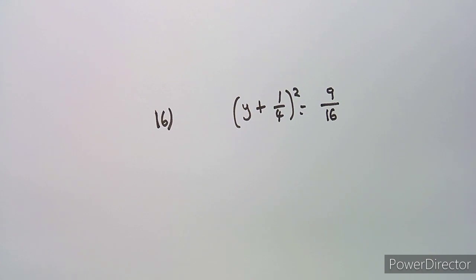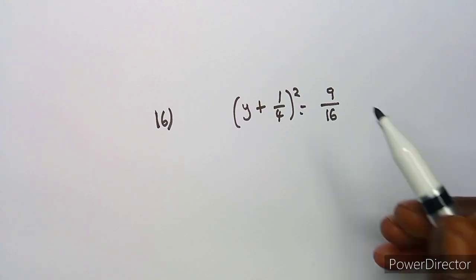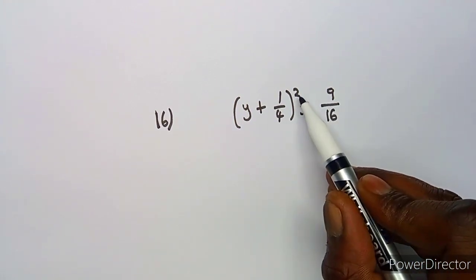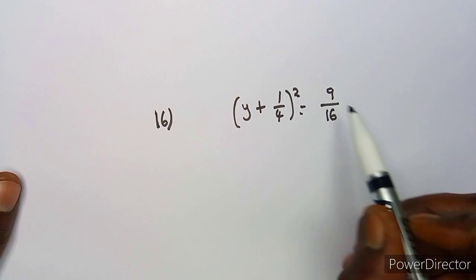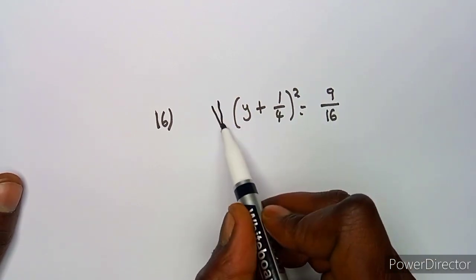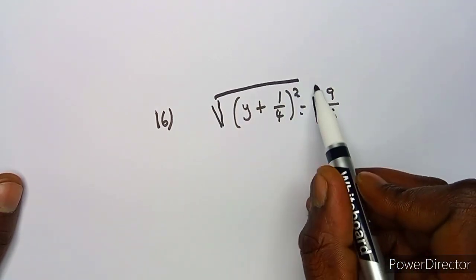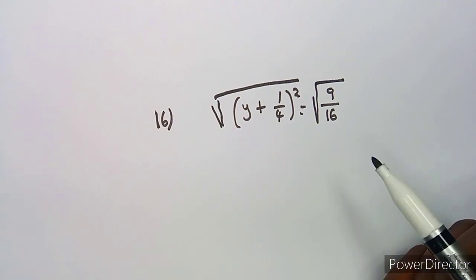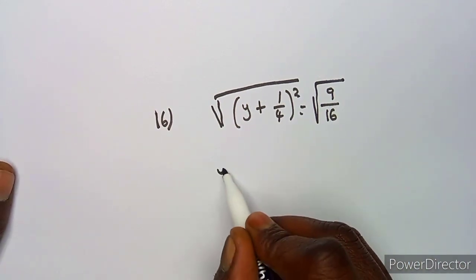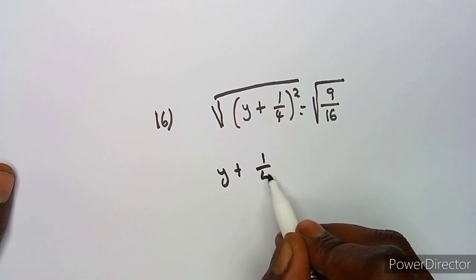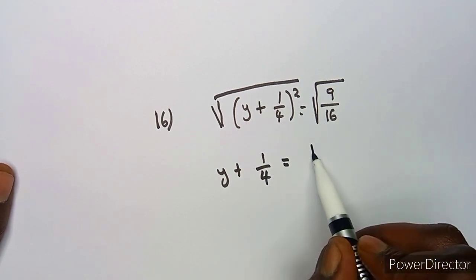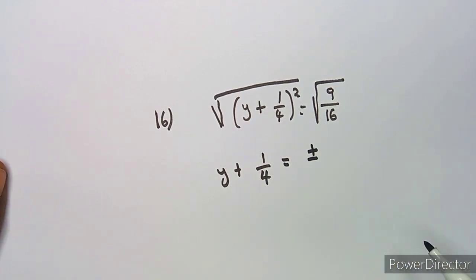So as you can see, it's a quadratic equation that you're given, because the highest exponent is 2. But in this case, it's a type of a rational where you've got to remove this exponent of 2 by simply introducing the square root instead of expanding the brackets. You can introduce the square root both sides, which is y plus 1 over 4 is equal to the square root of any number, where we know that the square root of any number is a plus or a minus.